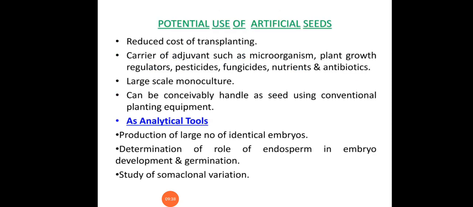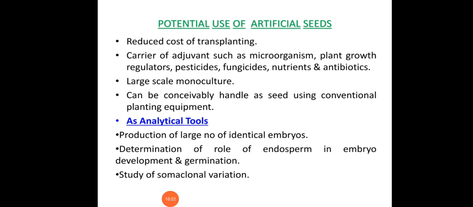Then, the potential use of artificial seeds. Here, reduced cost of transplanting. Carrier of adjuvants such as microorganisms, plant growth regulators, pesticides, fungicides, nutrients and antibiotics. It is used in large scale monocultures, that means a single type of plant can be cultivated in large numbers. It can produce clones, and can conceivably be handled as seed using conventional planting equipment.